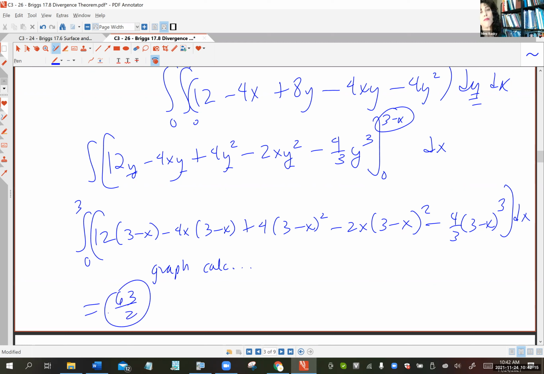Okay, now what does that mean? That means since there's more flux or bananas coming out of this solid than going back in, we say that we have a source.